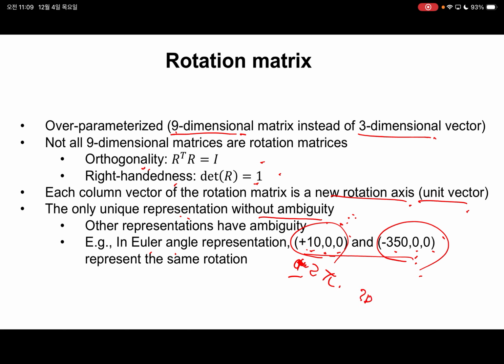So in 3D rotation, there is no one-to-one relation. There is a one-to-many relation in other representations. But the rotation matrix is always one-to-one, no ambiguity. But not all matrices are rotation matrices. It needs to satisfy these two conditions.